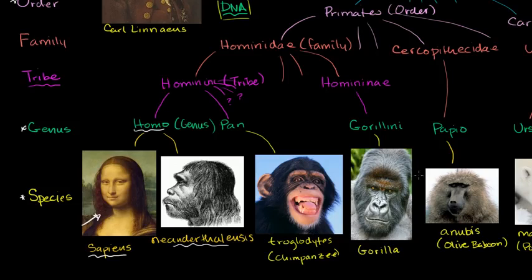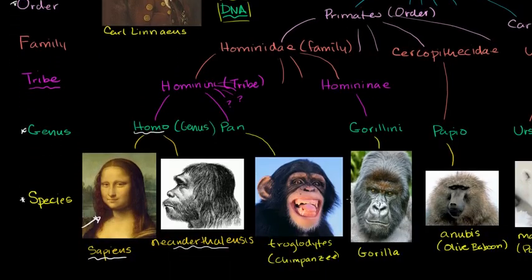And that's also another convention that Carl Linnaeus came up with, that you refer to a particular species by its genus and then its species, and you capitalize the genus and you lowercase the species. So we're Homo sapiens, this is Homo neanderthalensis, this is Pan troglodytes, often referred to as chimpanzees.